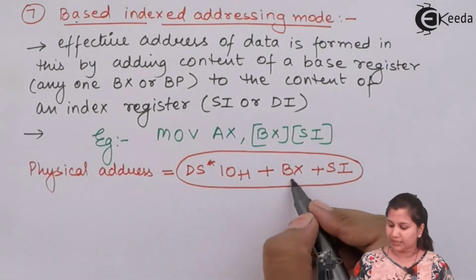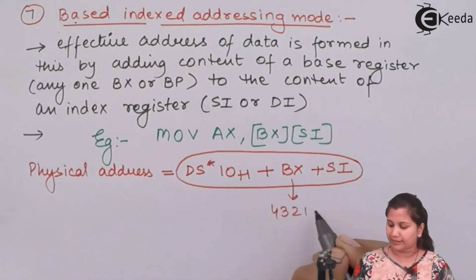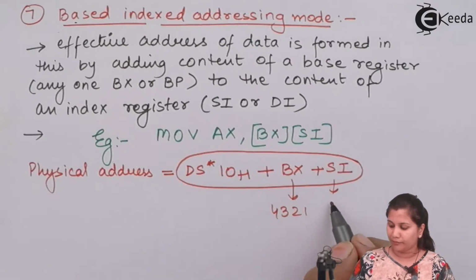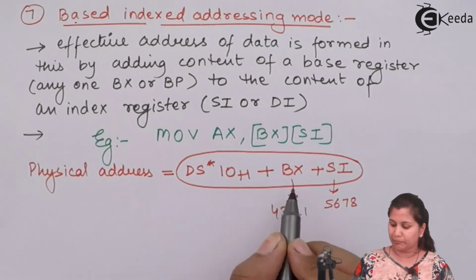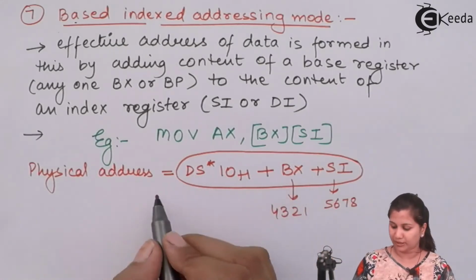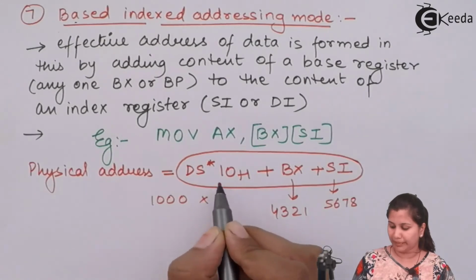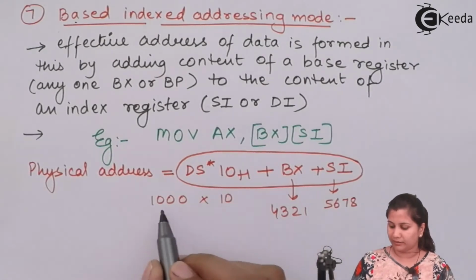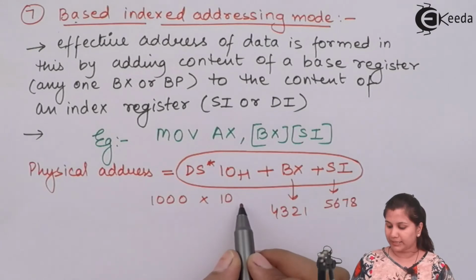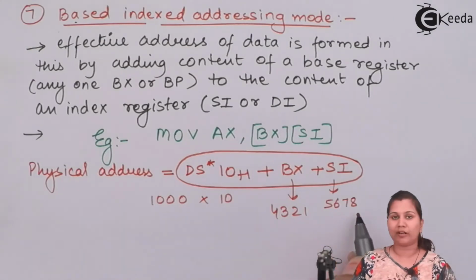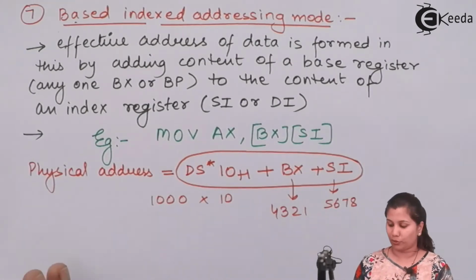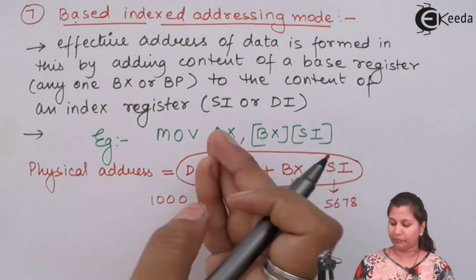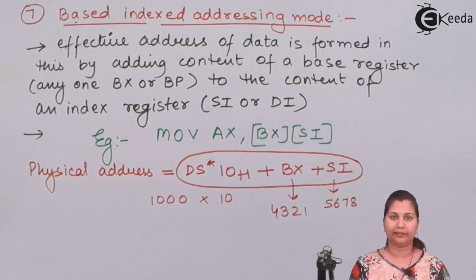Suppose this has 4321 and this has 5678. These will be added along with the data segment address. Suppose it is 1000, so 1000 multiplied with 10, which is 10,000, plus 4321 plus 5678. That will collectively form the address of the memory location where the data is stored. So that 16-bit data will be transferred into the accumulator.